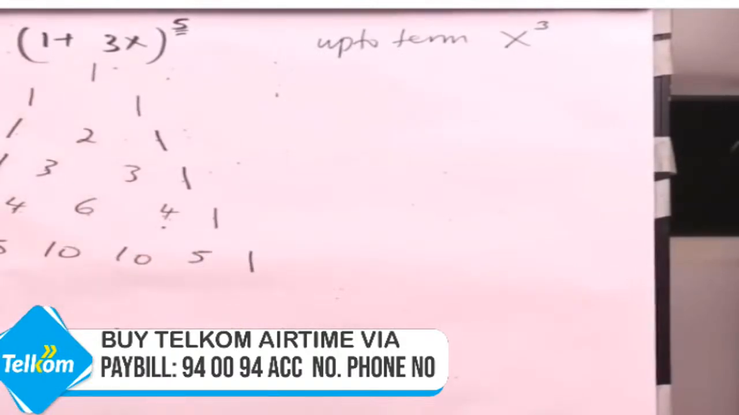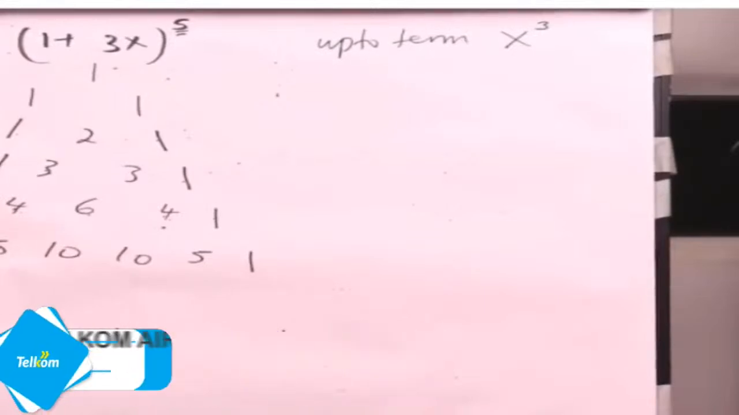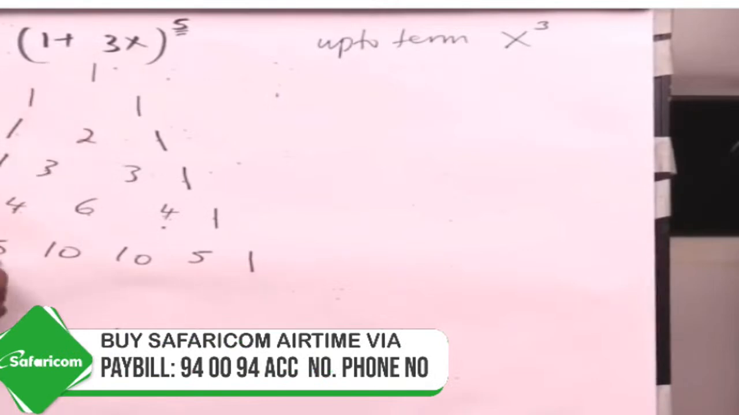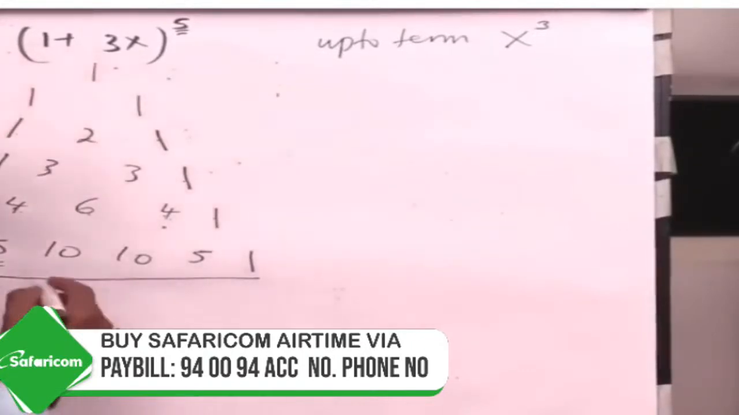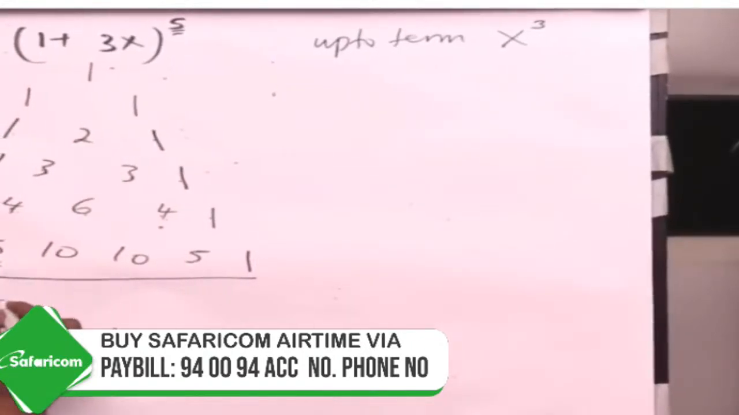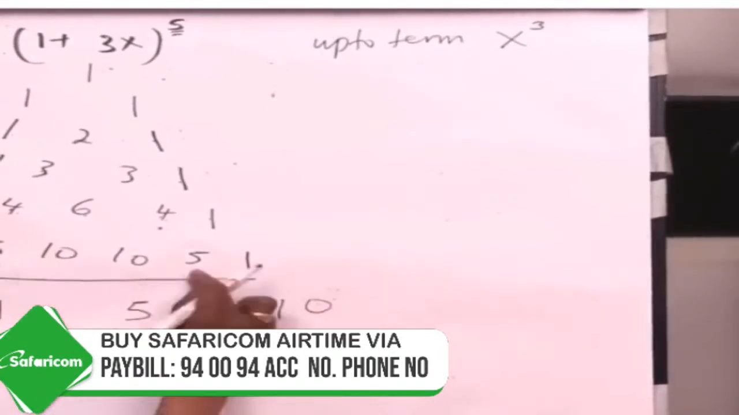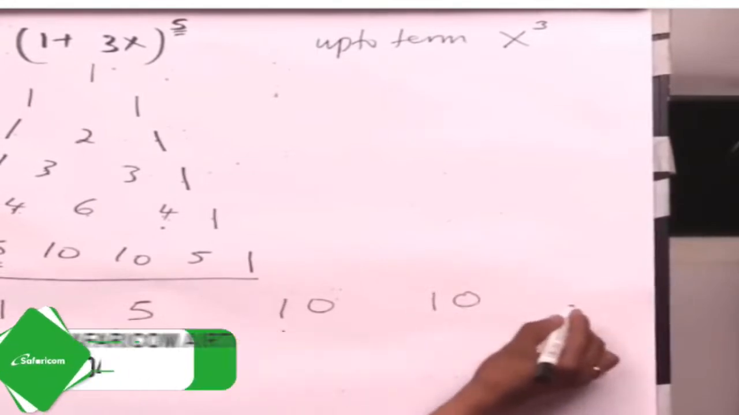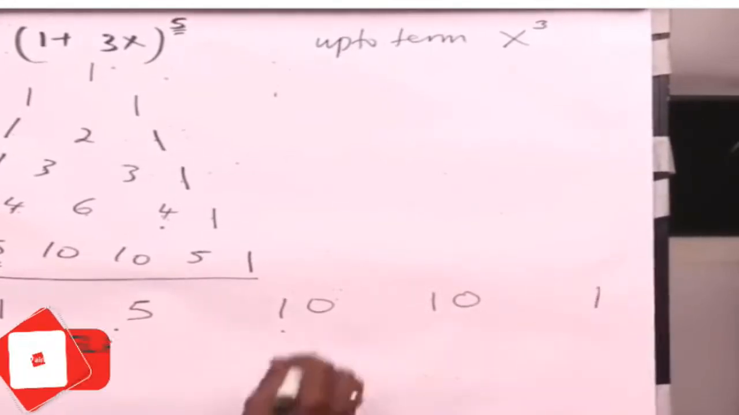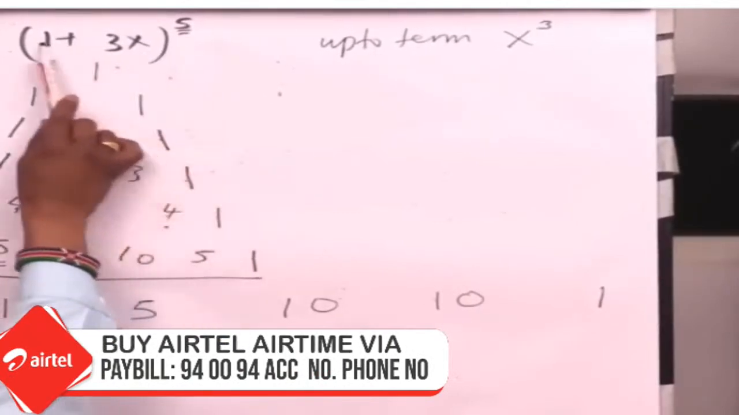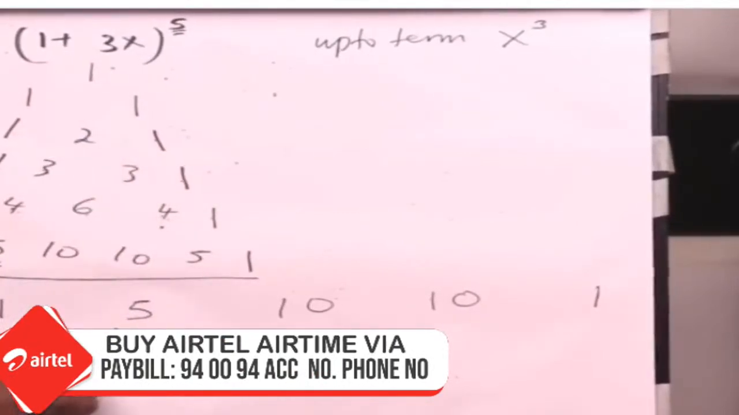So we have the factors of 5 here: 1, 5, 10, 10, 5, 1. So this is what we are interested in. So list them down. When you list them down, you write here, give them spacing, 1, 5, 10, 10, 1. Then come back up here, 1 plus 3x. The first value 1, just write it everywhere, 1.